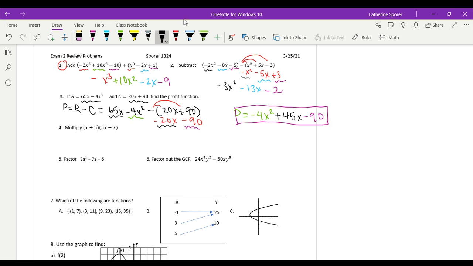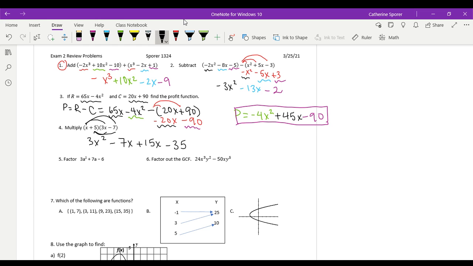Okay. To multiply polynomials, like x plus 5 times 3x minus 7, we distribute each term in the first to each term in the second. So x times 3x is 3x squared. x times negative 7 is negative 7x. 5 times 3x is 15x. And 5 times negative 7 is negative 35.